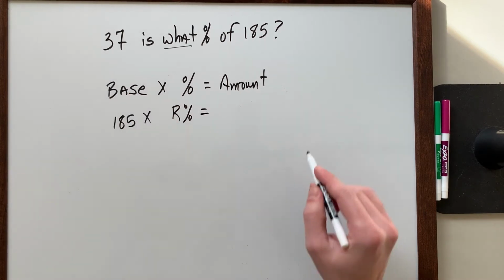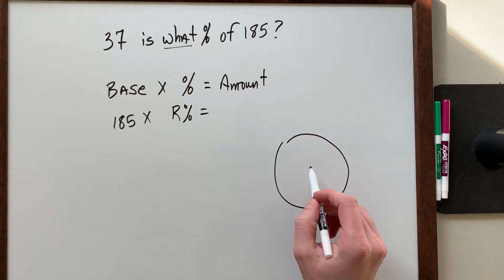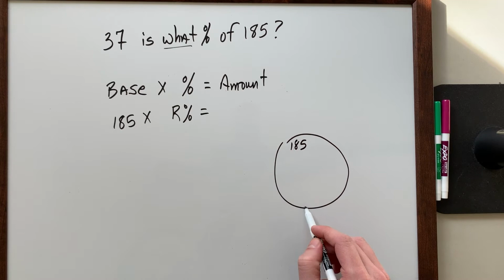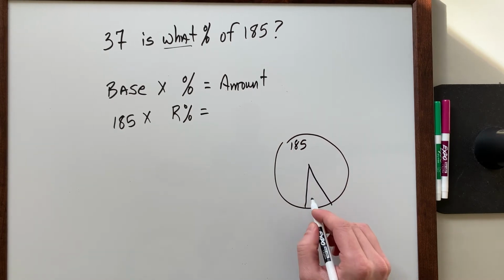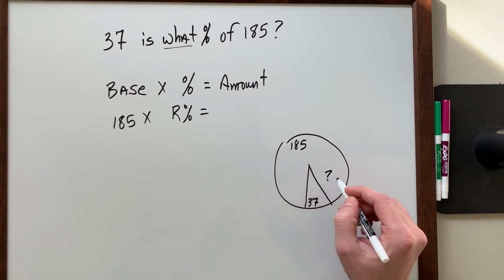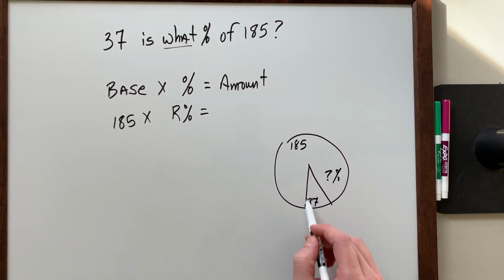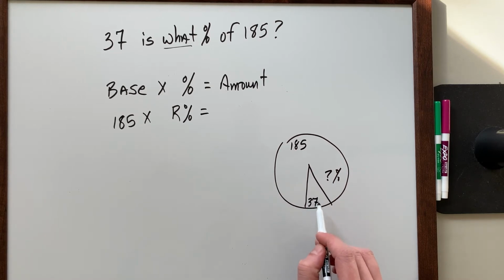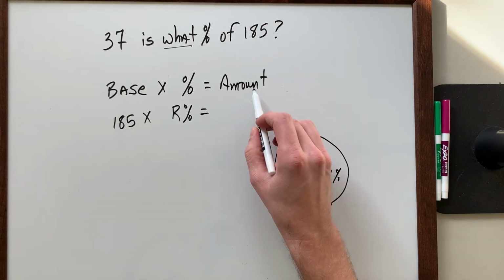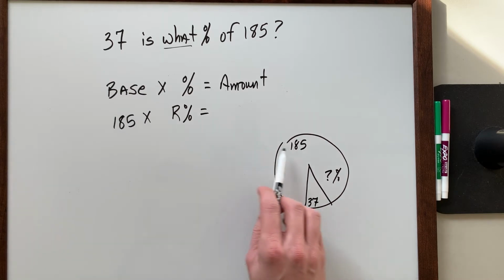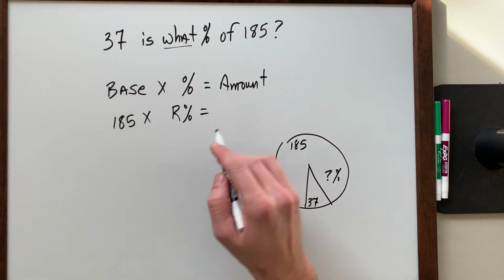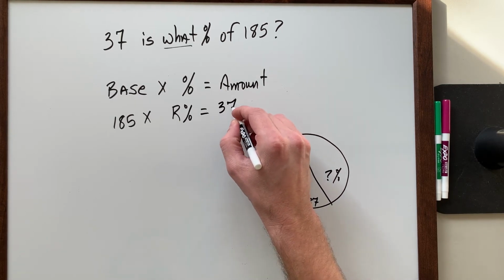We know, if I were to draw a picture here, the whole thing was the base. This is 185, the whole circle. And we've got a certain percentage, and we know that the number is 37, but what we don't know is the percent. What is the percentage that represents this piece of pie if the small piece has a value of 37, or the amount, but the whole thing, the base, is 185. So now we're gonna write 37 for the amount.